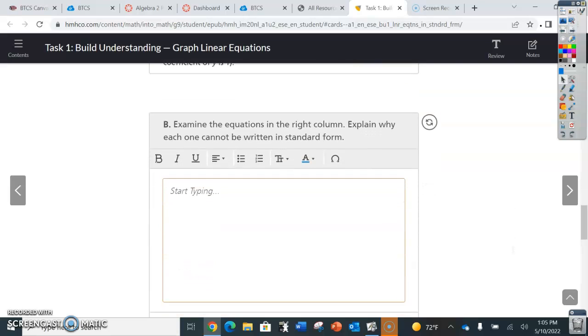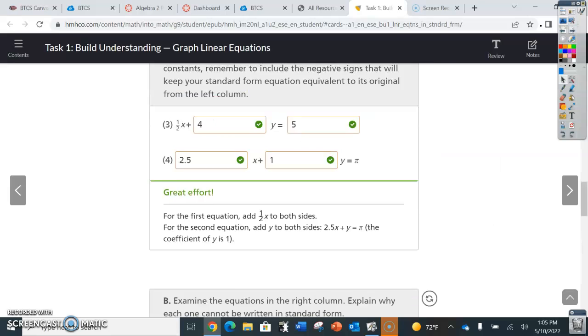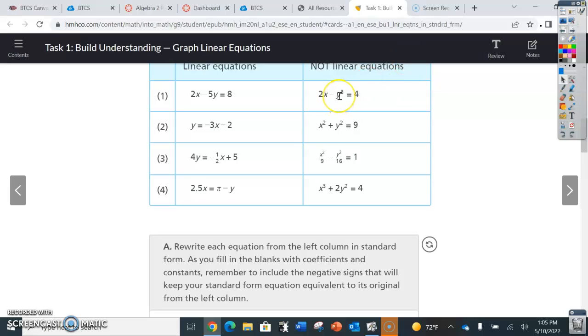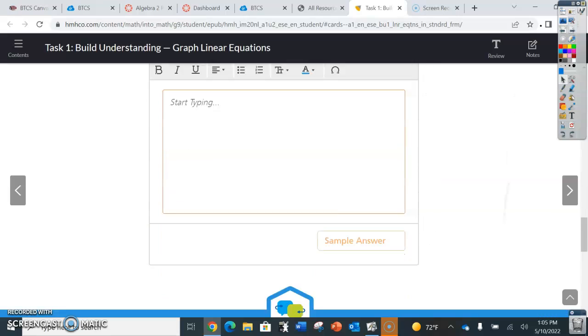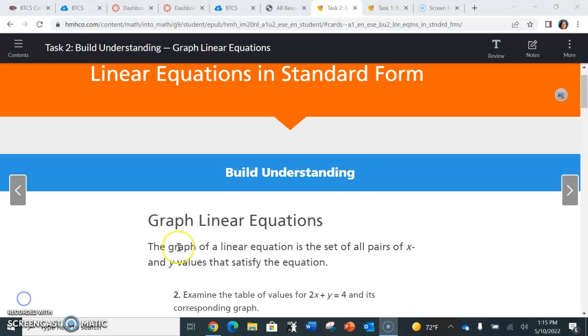All right, now it says examine the equations in the right column, explain why each one cannot be written in standard form. We kind of looked at this already. These cannot be written in linear form because they have exponents to a power greater than 1. All right, so that is all for task 1. If you have any questions, let me know.